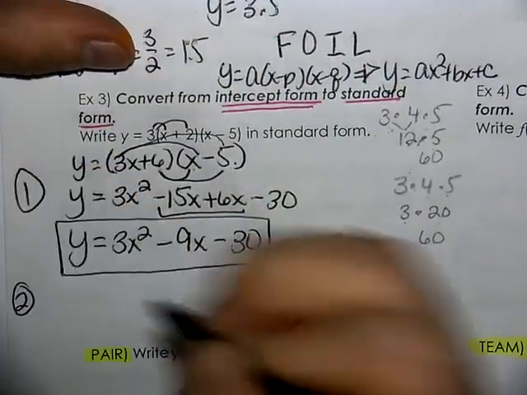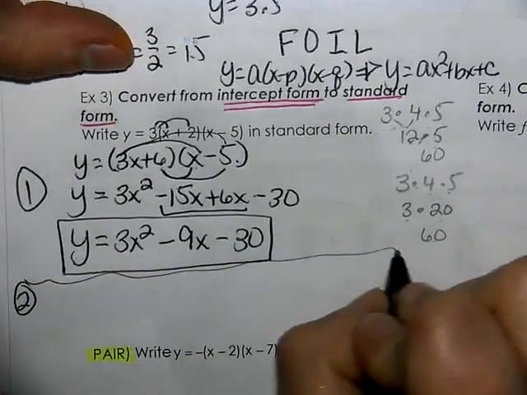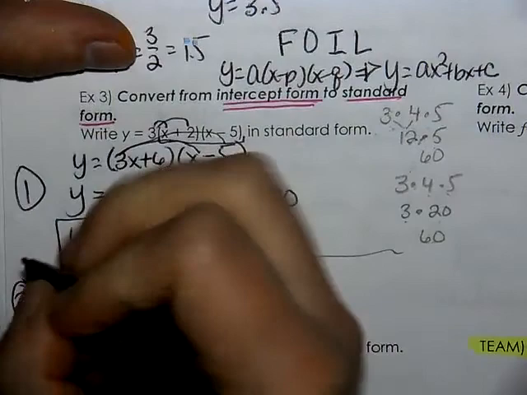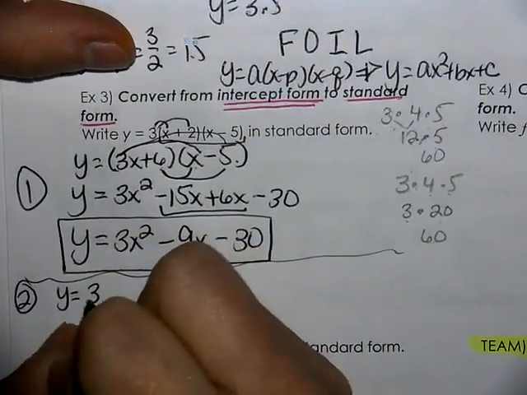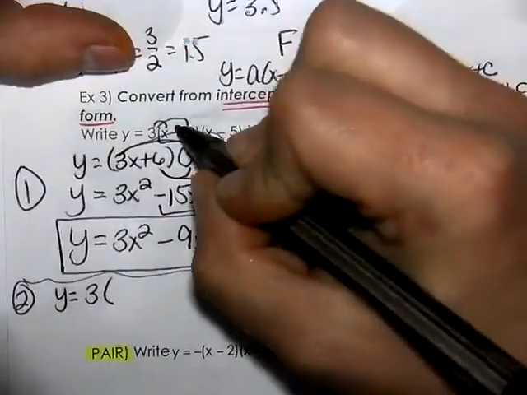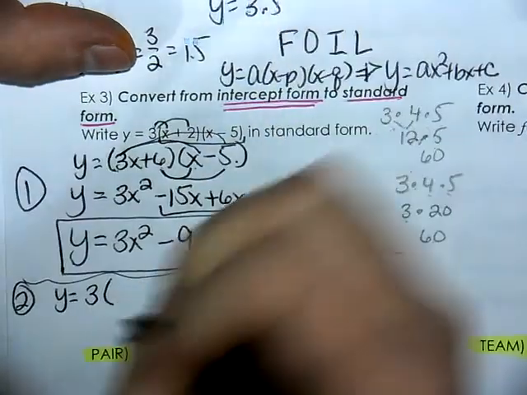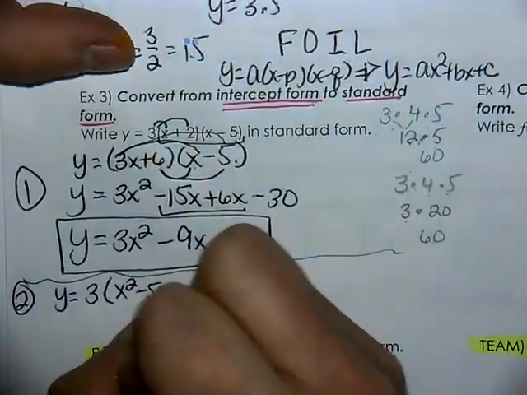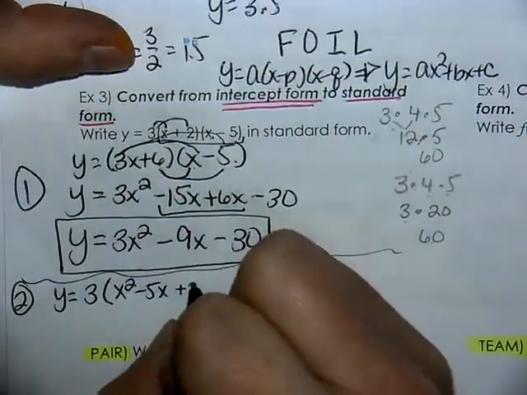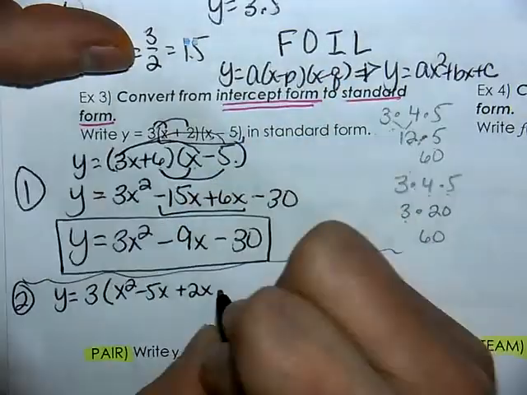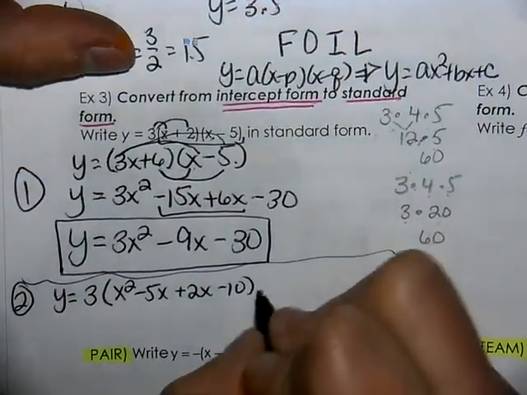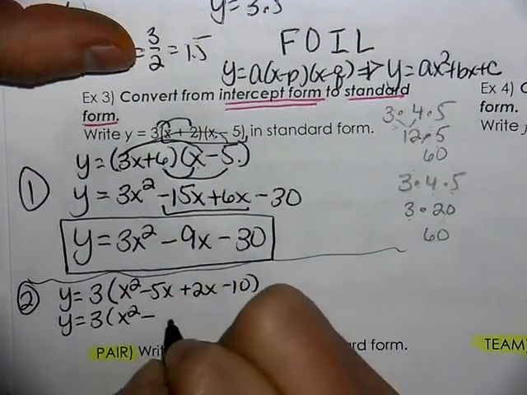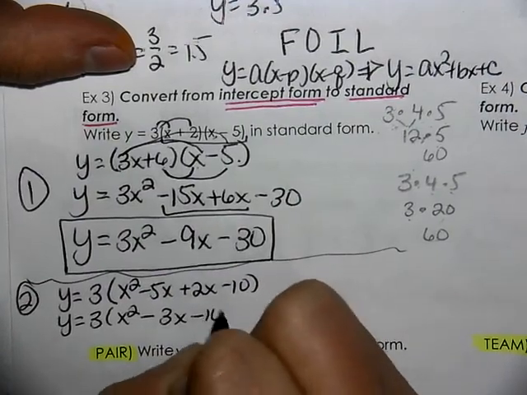Another approach is you could have foiled your 2 parentheses first to make this y equals 3 times a larger parenthesis. And you could have done x times x to make this x squared, x times minus 5 to make it minus 5x, 2 times x to make it plus 2x, and 2 times minus 5 to make it minus 10. Cleaning up this problem, this is y equals 3 times x squared minus 3x minus 10.